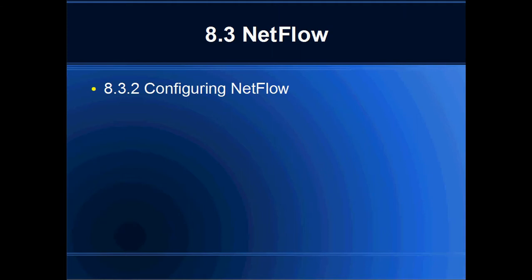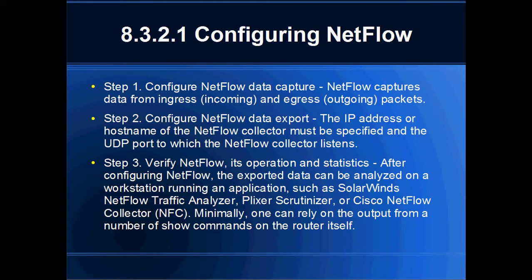Configuring NetFlow. Step 1. Configure the NetFlow data capture. NetFlow captures data from ingress, incoming, and egress, outgoing, packets. Step 2. Configure the NetFlow data export. The IP address or hostname of the NetFlow collector must be specified, and the UDP port on which the NetFlow collector listens. Step 3.